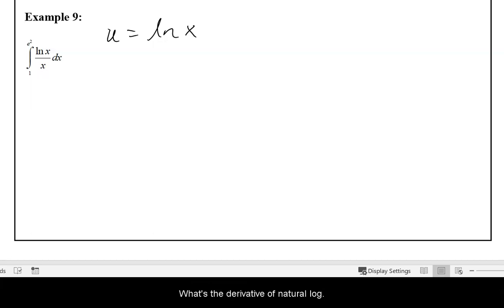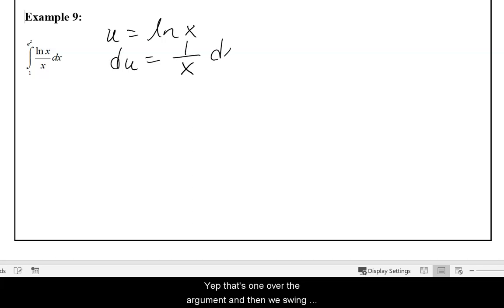What's the derivative of natural log? Yep, that's 1 over the argument, and then we swing the differential around. That's an even bigger reason to suspect that u is natural log of x if you have 1 over x present in the integrand. That means that I can now rewrite the definite integral. However, I've got to make a choice. Am I going to do method 1 or method 2? Are we getting rid of x forever and ever, or are we coming back to it? This time, let's do method 1 and get rid of it forever and ever.